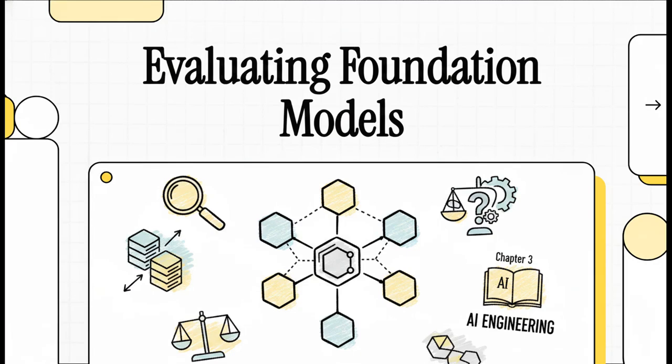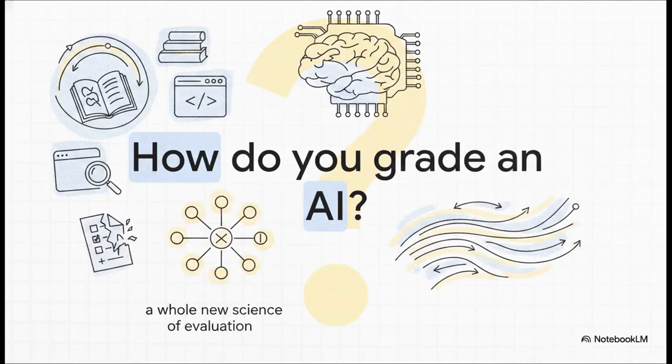Today, we are diving into something that is honestly one of the wildest challenges in tech right now, evaluating foundation models. You know how sometimes an AI just seems to get lazy out of nowhere or suddenly gets way smarter? Well, it all boils down to exactly how engineers are grading them behind the scenes. We're going to break this all down today using some incredible insights from Chapter 3 of Chip Huyen's book, AI Engineering. So how do you grade an AI?